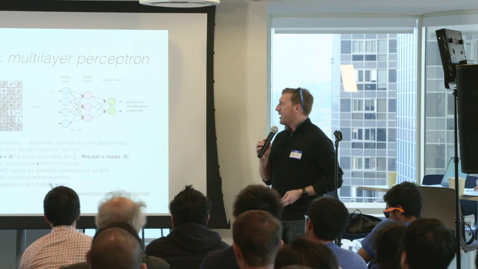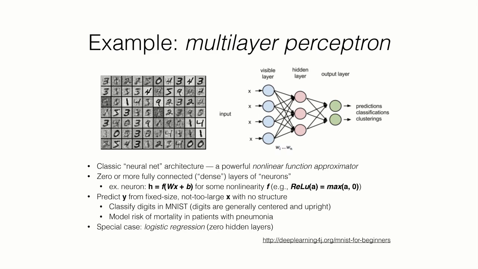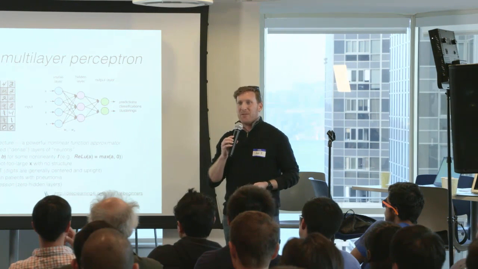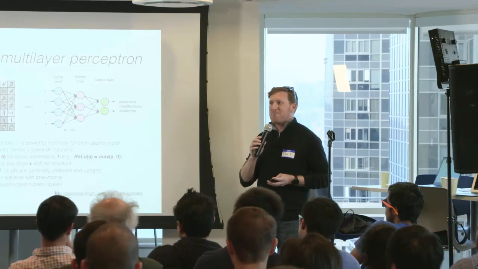So what are some examples? There is ye old neural net architecture, the multi-layer perceptron. This is a robust, powerful, nonlinear function approximator, to use some jargon. Typically, they have zero or more fully connected or dense layers of hidden units in the middle. A special case of the multi-layer perceptron is just logistic regression, a linear model, where you have zero hidden units.